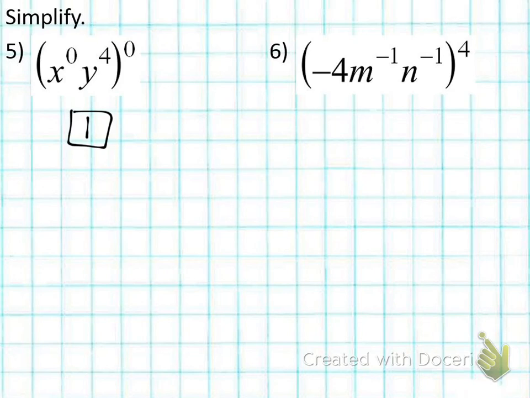Okay, next one, number 6. I'll start this off. Last one. Let's get this done. Okay, we have all of this in parentheses, all raised to the 4th power. So let's work it out one step at a time. We got -4 raised 4 times, right? So we have to ask ourselves, what's -4 times -4 times -4 times -4?